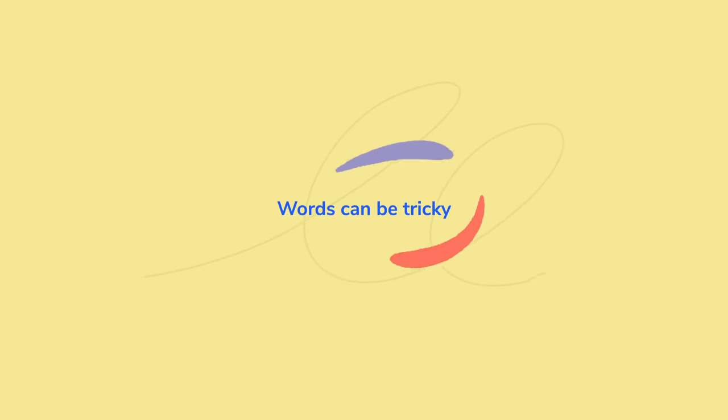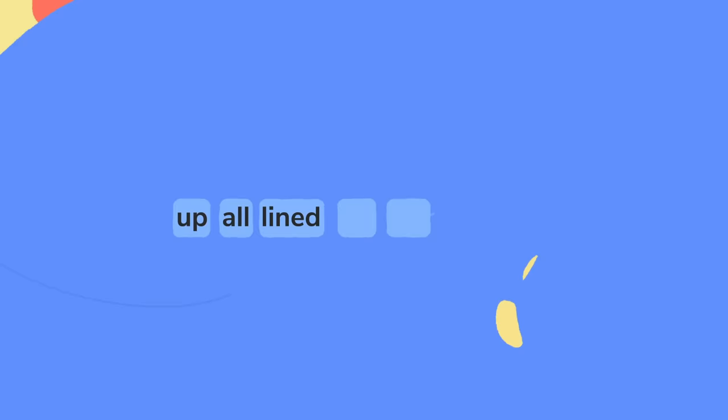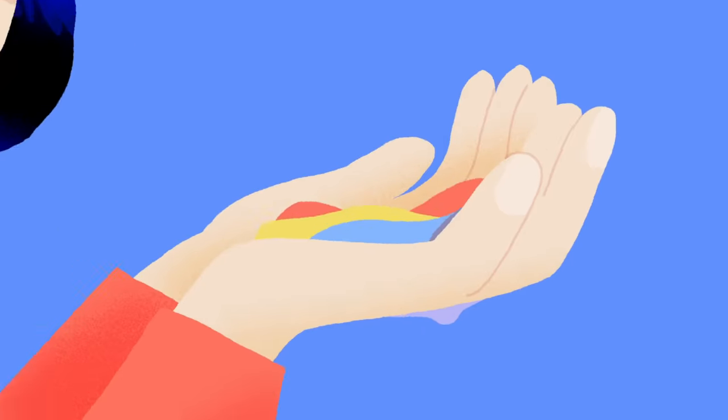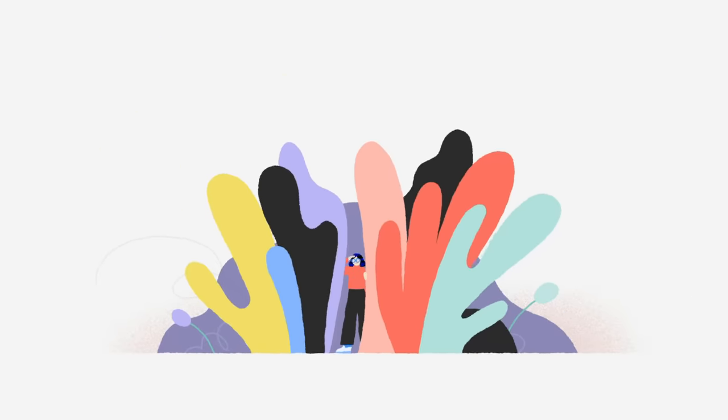Words can be tricky, especially when writing in English. One moment you've got them all lined up for the perfect idea, the next they're slipping through your fingers, mixing meanings, jumping to conclusions, getting lost in translation.